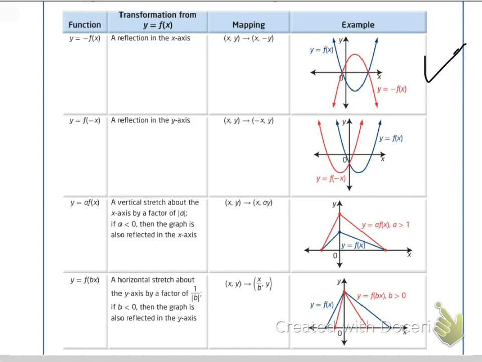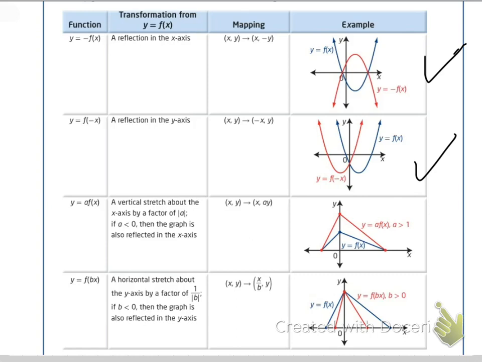For y is equal to f of negative x, that's going to be a reflection in the y-axis. And its mapping is going to be written as x, y maps onto negative x, y, and that's where the blue graph now is going to flip and be reflected about the y-axis, and it's going to become the red. In the third one, we have y is equal to a times f of x.